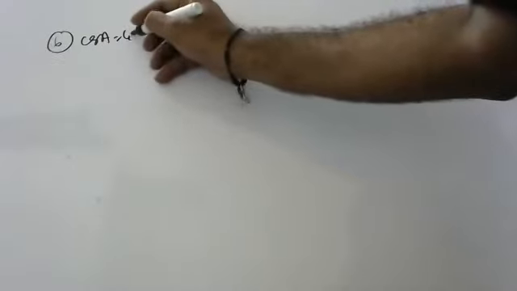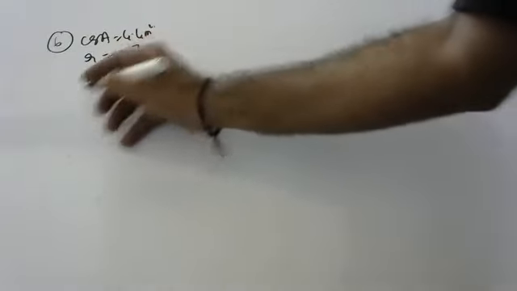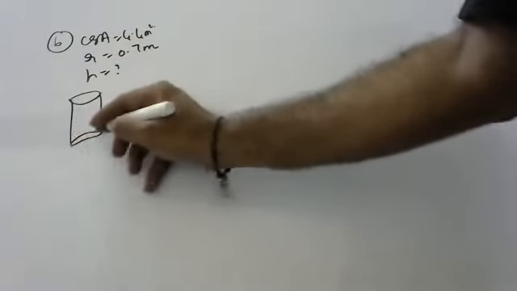Hansika, are you there? Yes, sir. Please tell me how to do the sixth sum. The CSA of the cylinder is 4.4 meters square and radius is 0.7. Find the height. Very easy question.